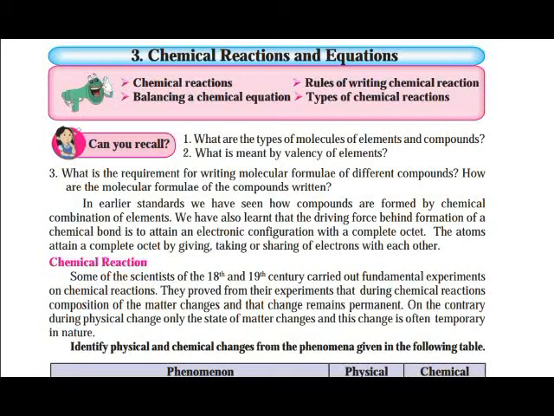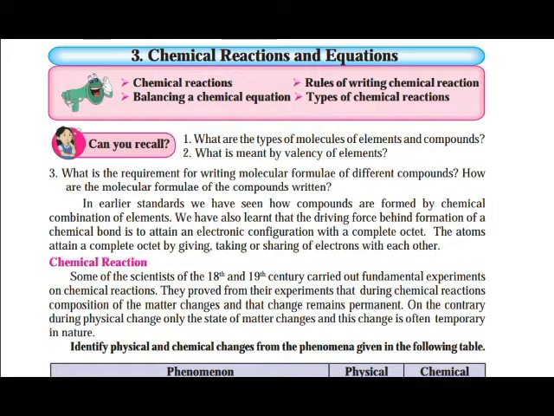Third lesson, chemical reactions and equations. In this lesson, we have to see chemical reactions, what is a chemical equation, rules of writing a chemical reaction, balancing chemical equations, and types of chemical reactions.